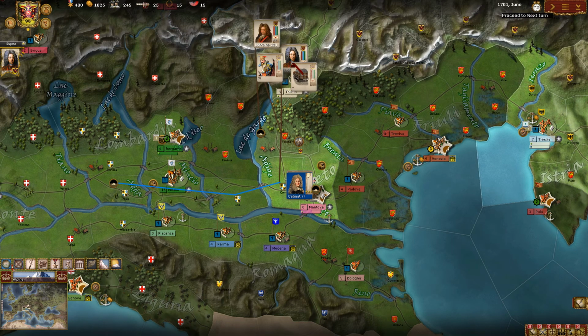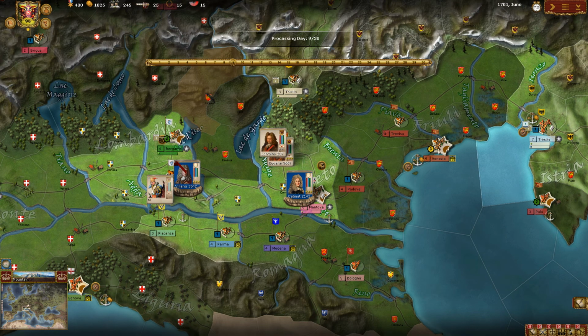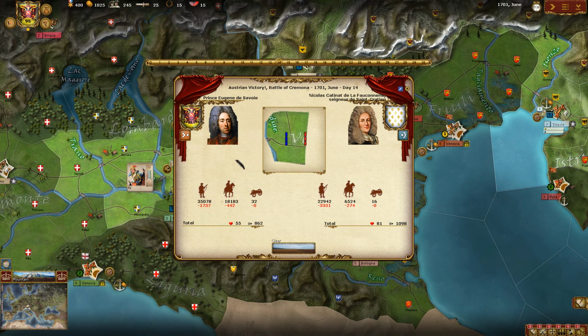So let's run it. You can see here you have a gauge that is shown that works when the AI is making its own calculation. And then you can see the movement. And during movement, we have battles that take place here. The two units face each other in the city of Cremona, and there was a battle.